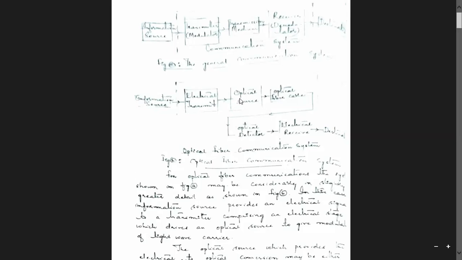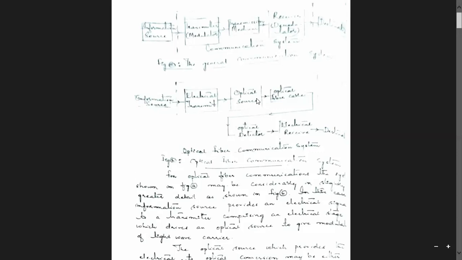Therefore, we use this optical source block. What it does is convert these electrical signals into optical signals. It means this is going to act as a converter, an electrical to optical converter. In short, we can call that EOC only. EOC stands for electrical to optical converter.